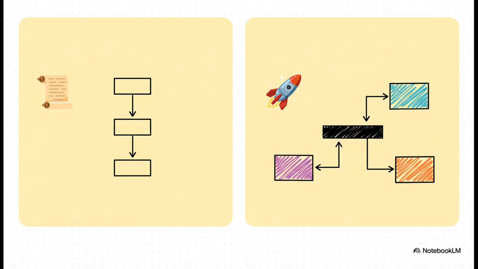Okay, so a basic flowchart, like you see on the left, just shows a simple, one thing after another path. But an activity diagram, over on the right, can handle way more complexity. Its real power, its superpower really, is modeling concurrent activities. That means tasks that are all happening at the same time. And that, for visualizing how things actually work in the real world, is a total game changer.